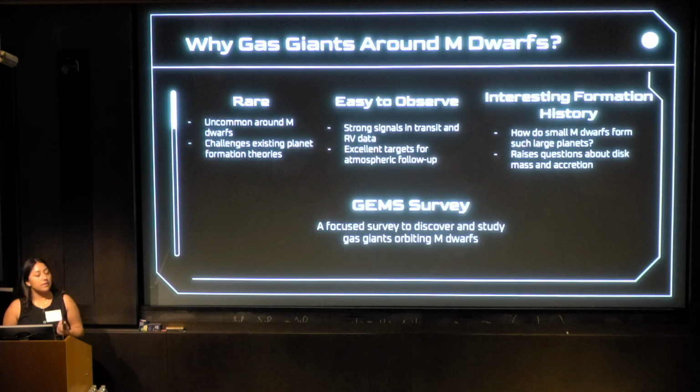So why gas giants around M-dwarfs? They're interesting because their formation around low-mass M-dwarfs is unexpected. These stars have lower disk masses, making it harder to form large planets, yet we continue to find them. Their large size relative to the host star makes them easier to detect and they can serve as good targets for atmospheric studies. The question we are trying to answer is, how do these small stars form such large planets? I try to answer this question with the GEMS survey.